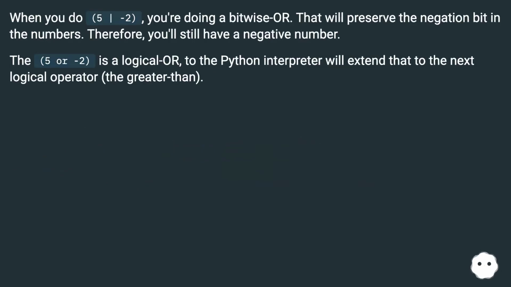When you do 5 | -2, you're doing a bitwise OR. That will preserve the negation bit in the numbers. Therefore, you'll still have a negative number. The 5 or -2 is a logical OR. The Python interpreter will extend that to the next logical operator, the greater than.